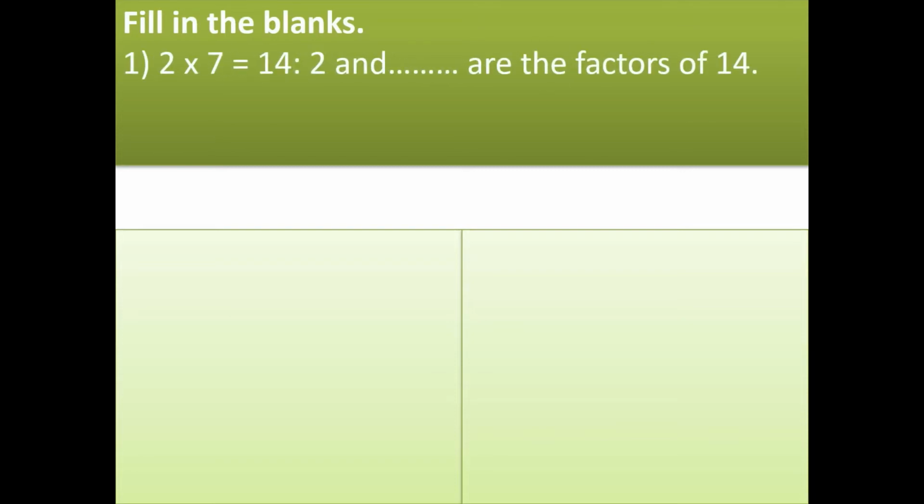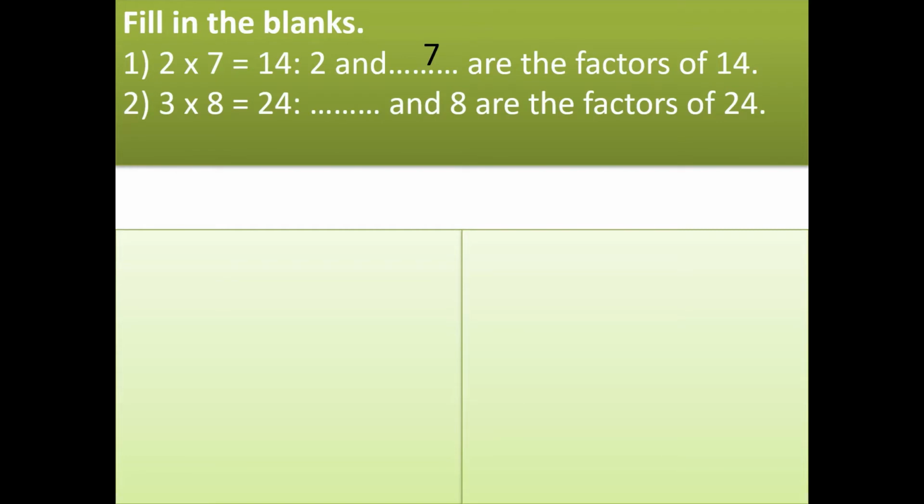Let's solve the exercise. Fill in the blanks. Question number 1. 2 multiplied by 7 is equal to 14. 2 and dash are the factors of 14. What do we have to write in the blank? The answer is 7.